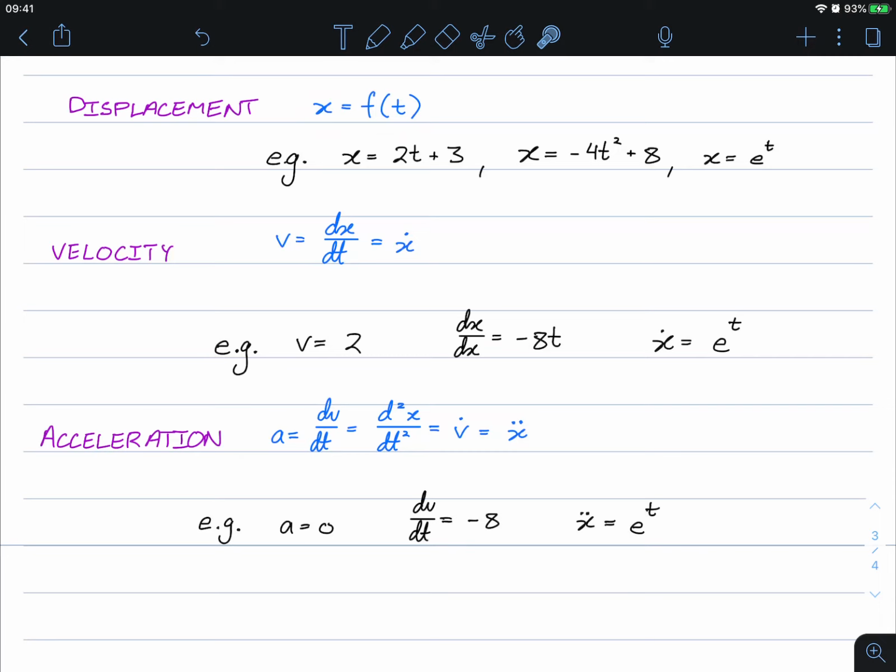So for example, if we found the derivative of this one, we get 2. The derivative of this function, we get negative 8t. And the derivative of this is e raised to t. And lastly, acceleration is the derivative of velocity, or the second derivative of displacement. So just continuing this, if we differentiate this again, we get 0. Differentiate this again, we get negative 8. And the derivative of e raised to t is itself.